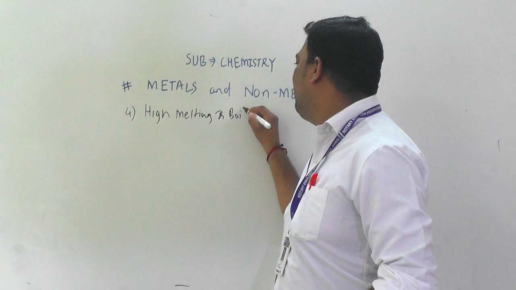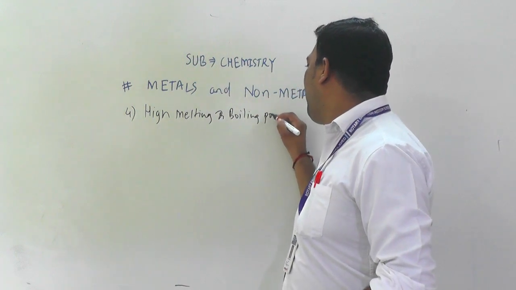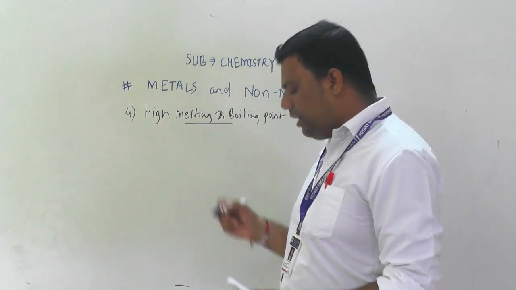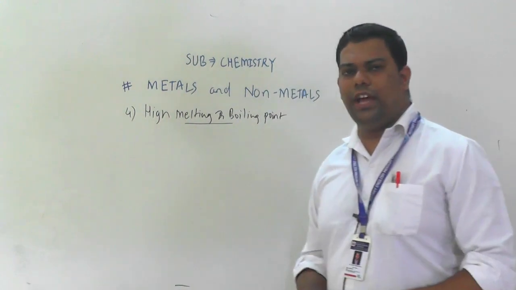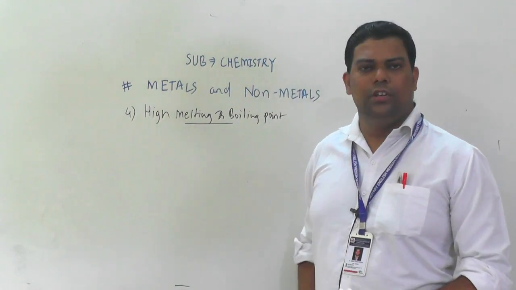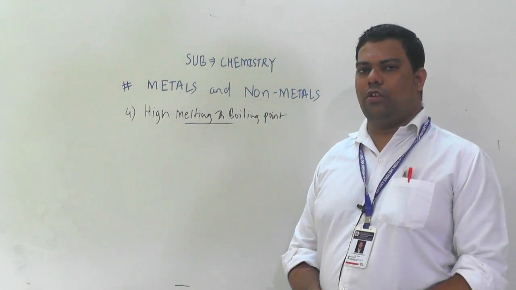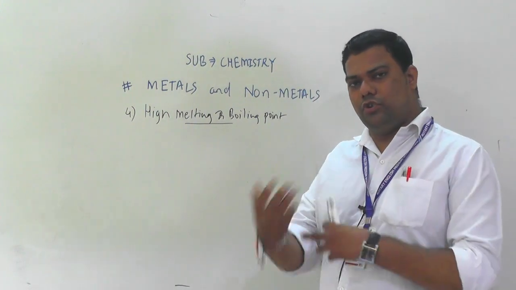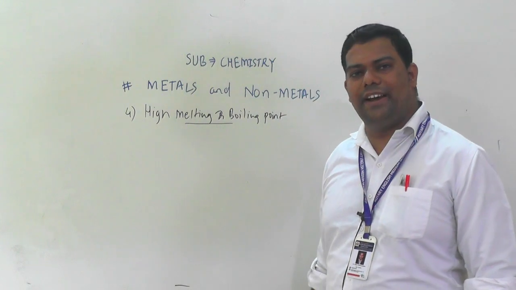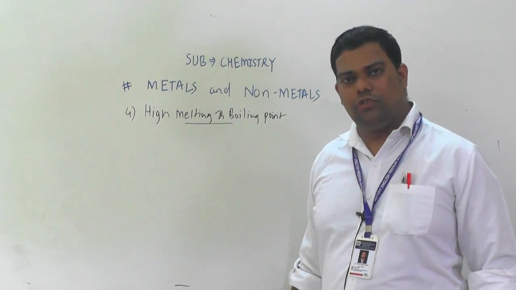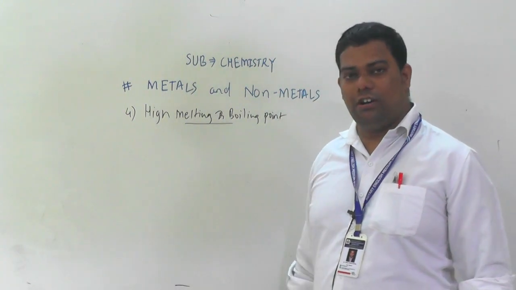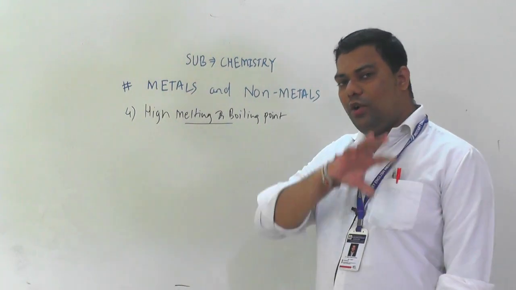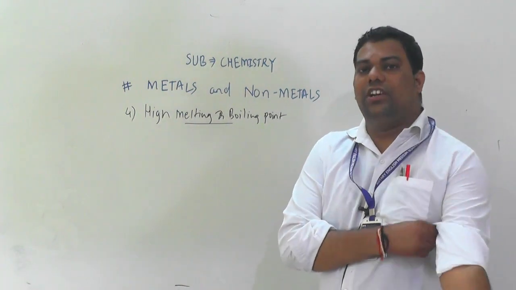High melting and boiling point. Generally, ionic compounds have high melting and boiling points, because the ionic bond is strong, or we can say due to the strong electrostatic force of attraction among them. As we saw, the ions arrange in clusters.